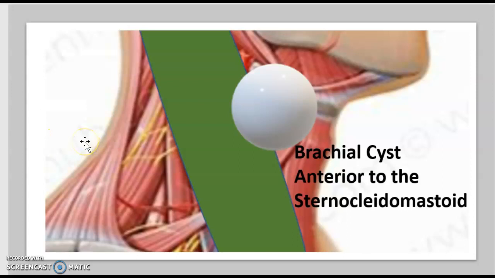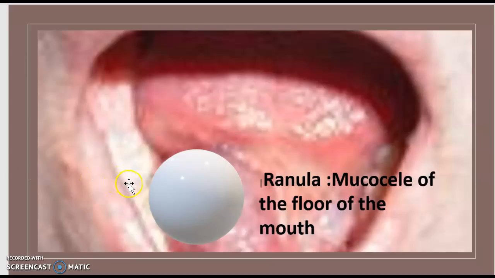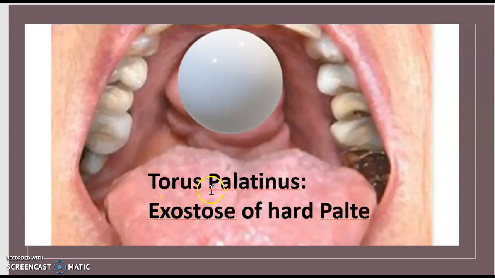Let's examine case by case. Here's the sternocleidomastoid, and the branchial cyst is anterior to the sternocleidomastoid. What about ranula? It's a mucocele of the floor of the mouth. What about Torus palatinus? It's an exostosis of the hard palate.